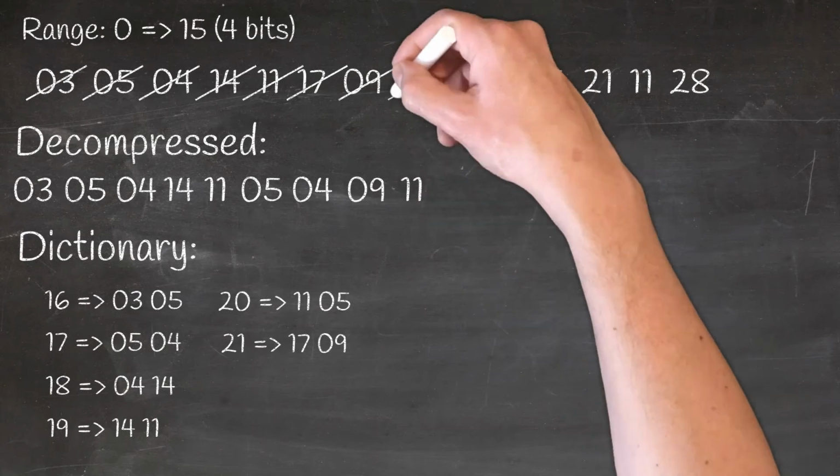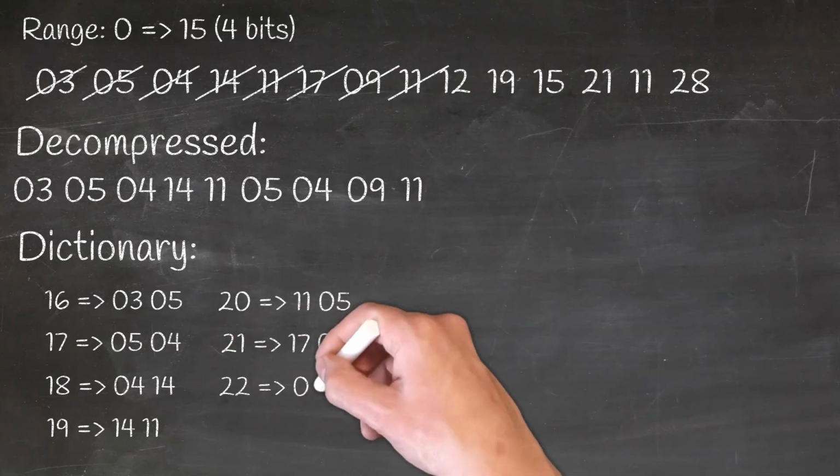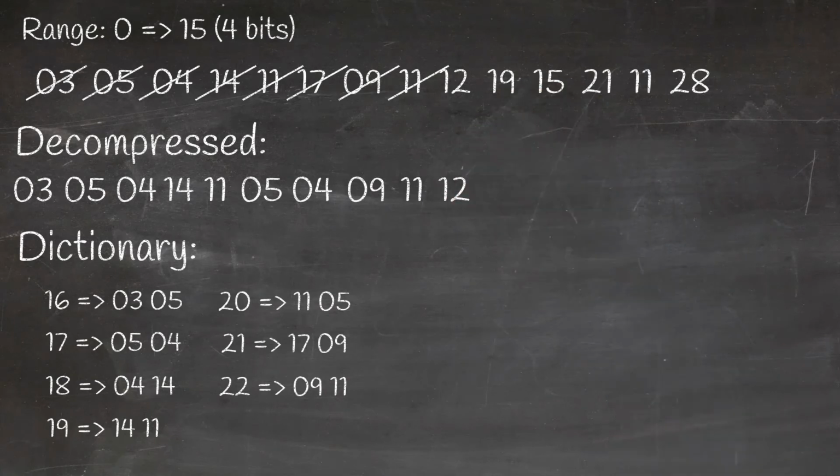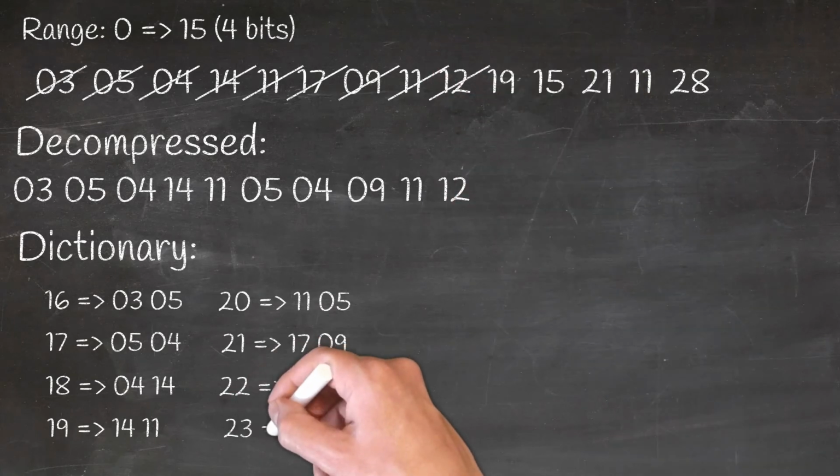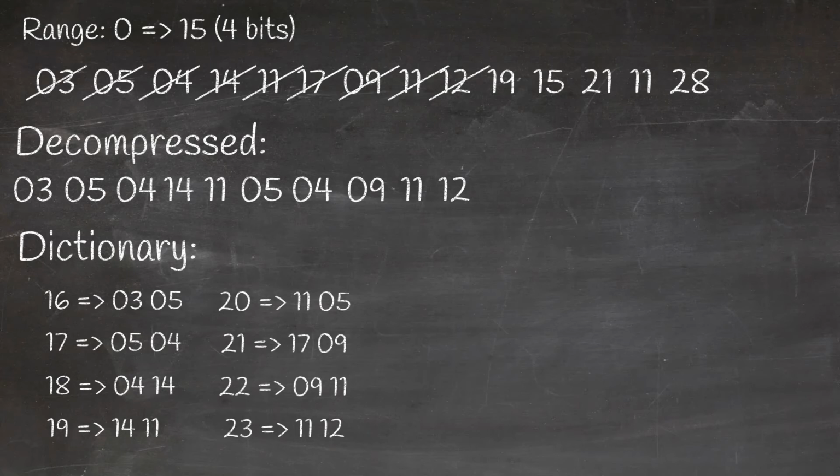So 11 goes as 11, and we enter 9, 11 under 22, and the same for 12, and 11, 12 goes under 23 in the table, and then we get to the next letter, which is 19. That's an index. Do we have it in the dictionary? Yes. We substitute it with 14, 11, and we enter what? Okay, what entry goes in the dictionary in this case? It's the previous pattern, which is 12, and the first letter of the current pattern, which is 14, and so 12, 14 goes under 24.